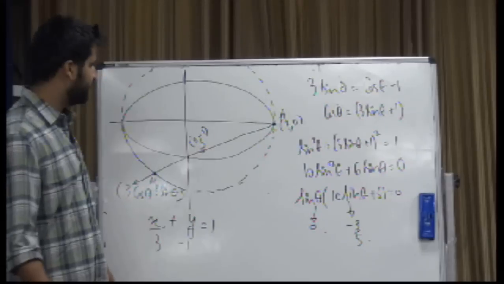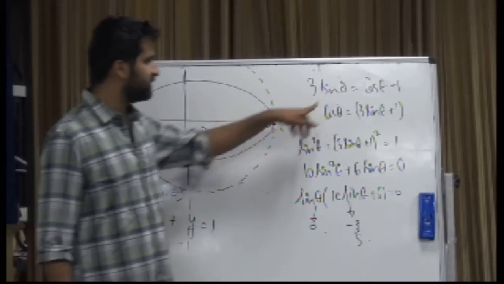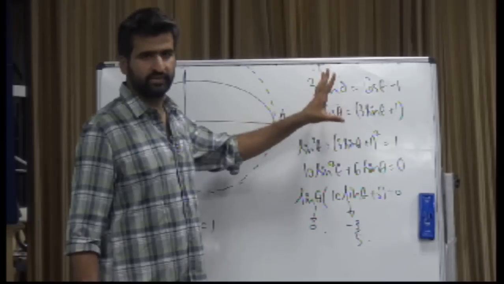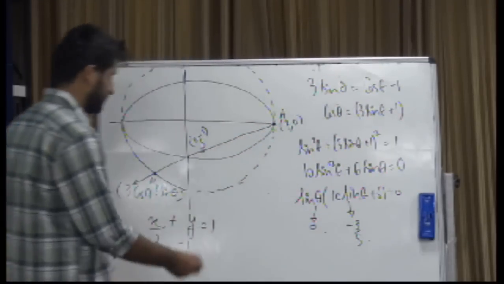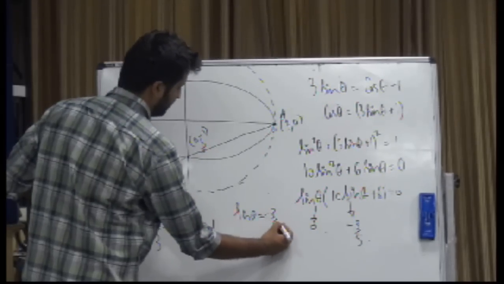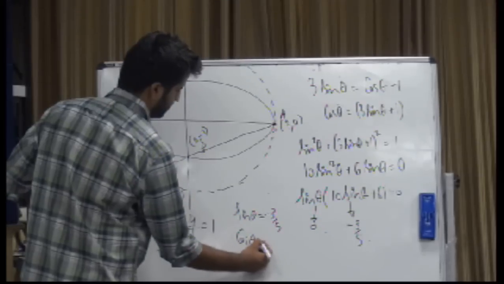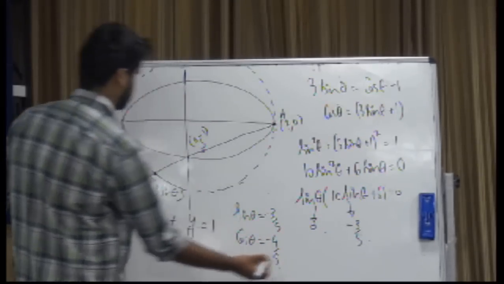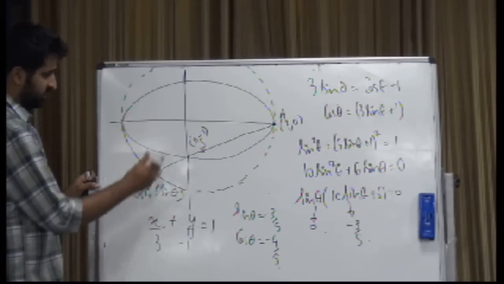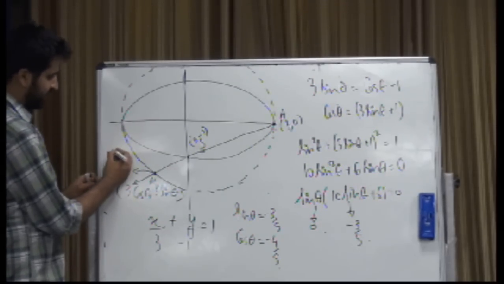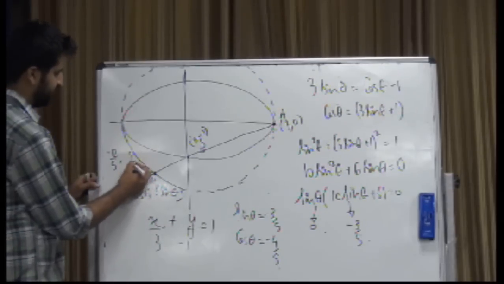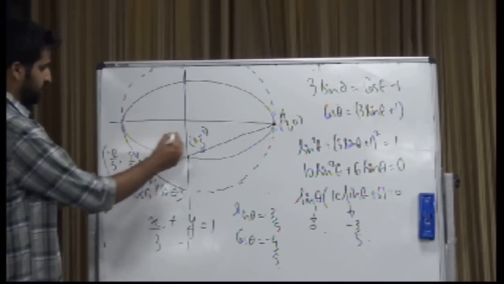So if we put sine theta equal to minus 3 by 5, what is the value of cos theta? Minus 9 by 5 minus 4 by 5. Minus 4 by 5. Okay, so sine theta is minus 3 by 5, cos theta is minus 4 by 5. So you will easily get this point. This point will be minus 12 by 5 comma minus 9 by 5. Now can you find this area?